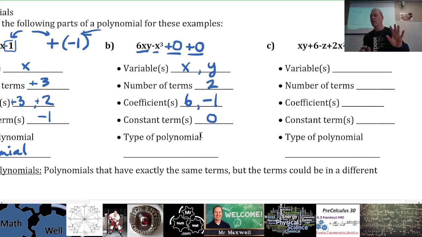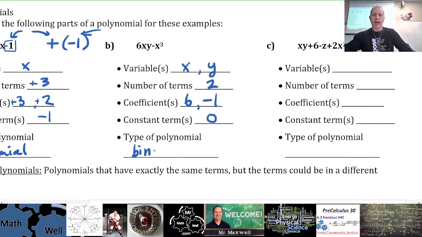Anyways, for the type of polynomial, we would not consider all these plus zeros. We would only consider the hard facts of the case here. So we wouldn't consider any plus zeros because we really could add as many plus zeros as we like. So this is a binomial, absolutely correct, binomial.